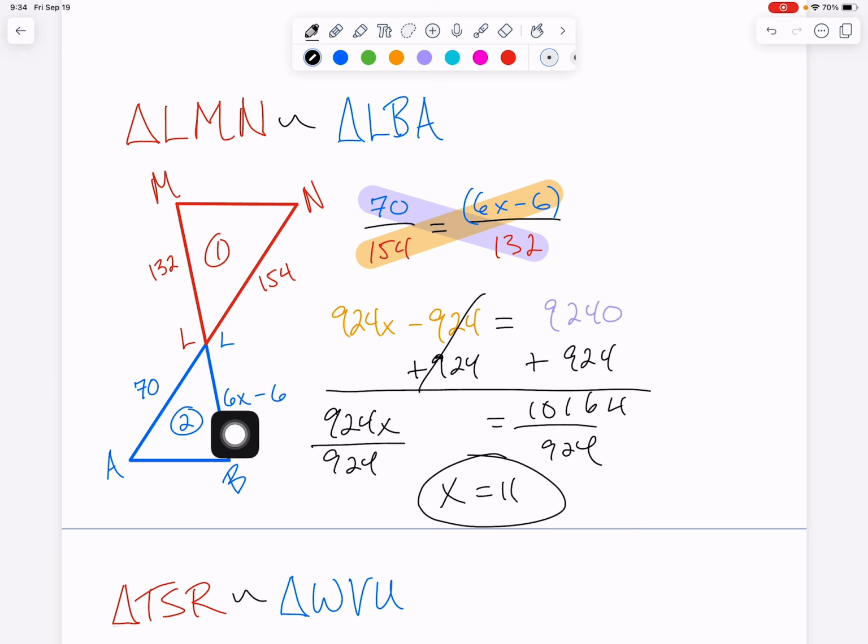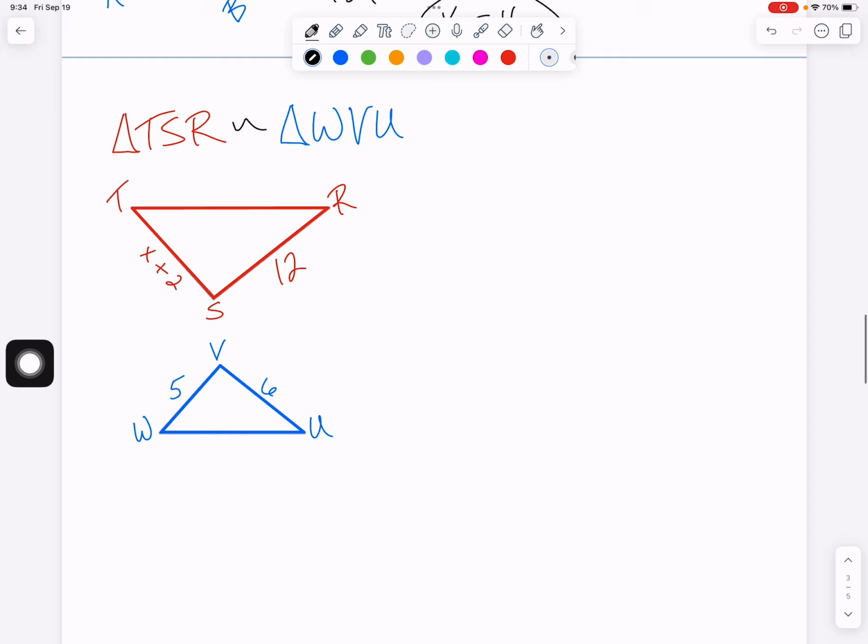If we were going to set this up as 6x minus 6 equals 60, well, we would do plus 6, divide each by 6. 6x divided by 6 would leave us x, and 66 divided by 6 would leave us 11. I know, a little crazy, but let's go ahead and set up our proportion here. It seemed like that's where the big struggle was today.